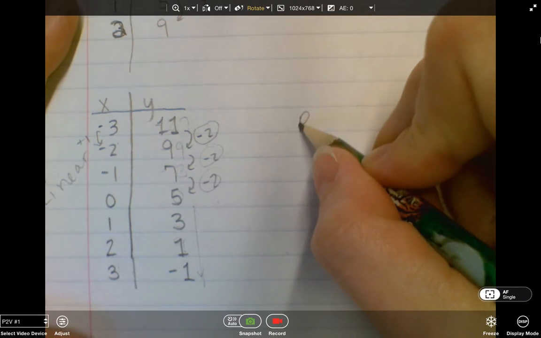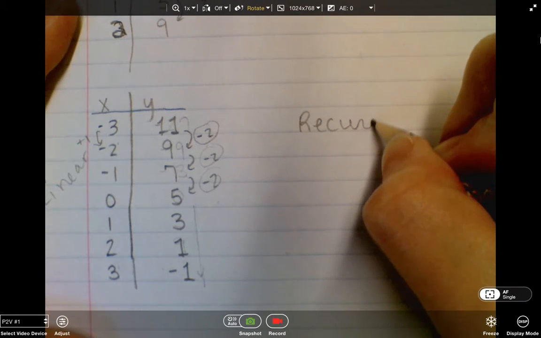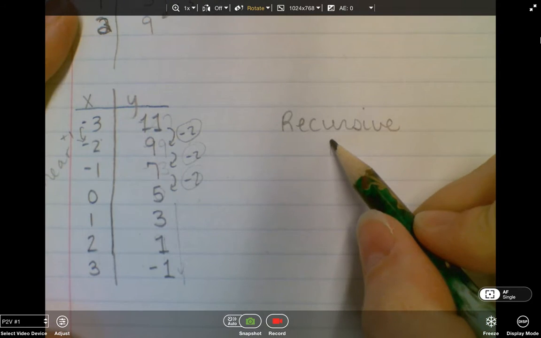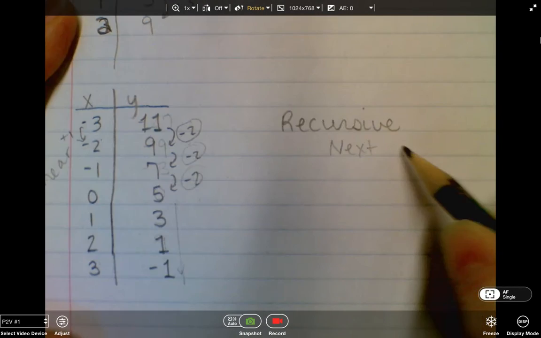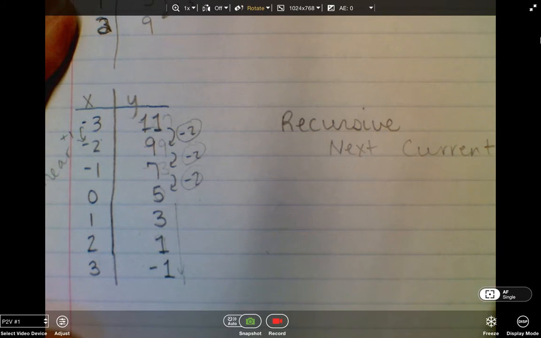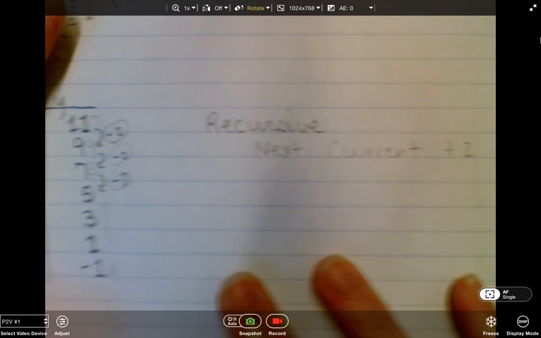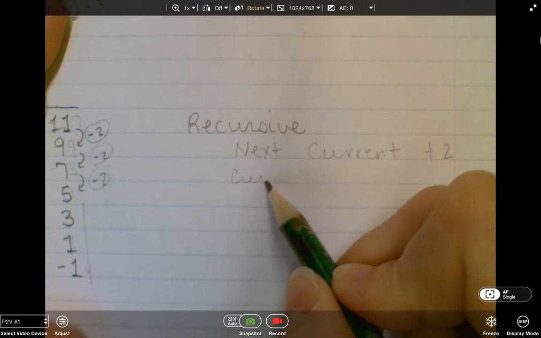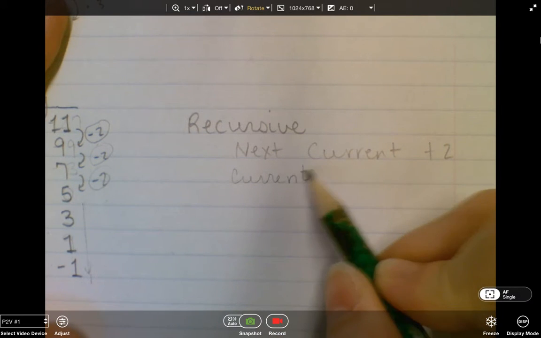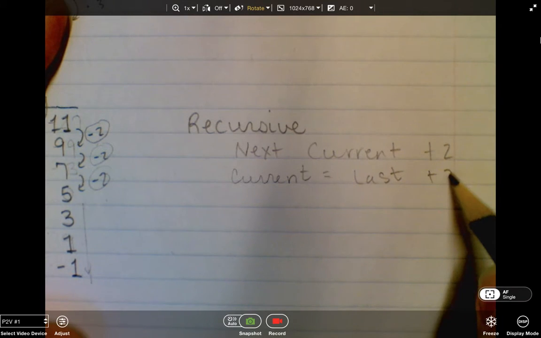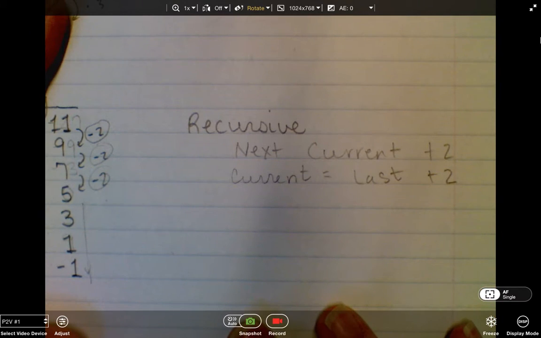So let's do a recursive one first. To get to the next number from the current number, I'm adding 2. Okay. I could also say that my current number is my last number plus 2. So I just need to quantify which one I want to choose. I'm going to go ahead and choose to do it in this format.